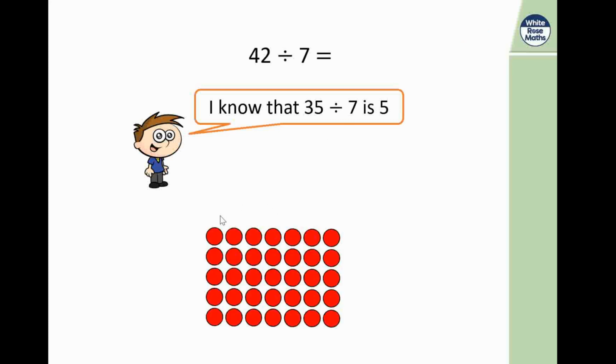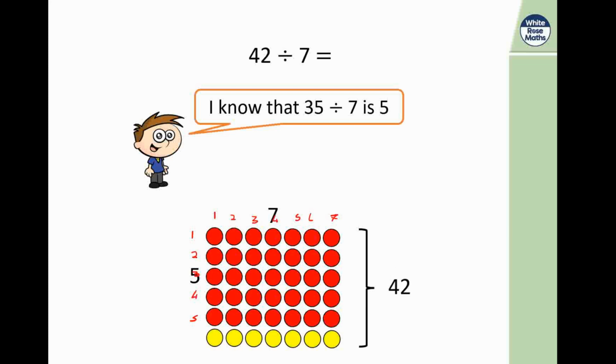Okay, so again, we're having a look at the times table, which this way is going up to 7, and this way is going to 5. And what I predict they're going to do is add another row here. So, oh yeah, that makes 35. And yes, so that must make 42 with the extra row of yellow counters.